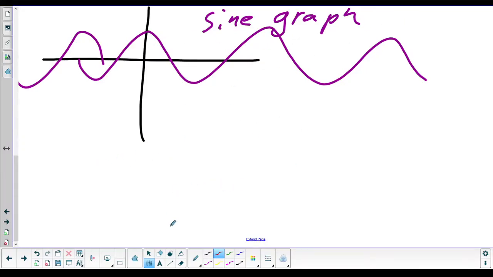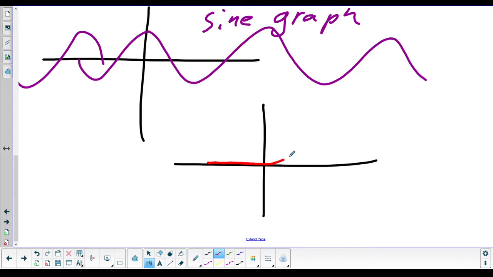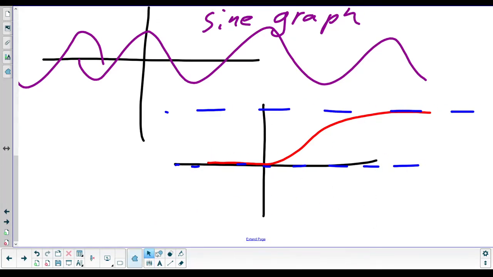There are other cool graphs that you'll learn once you get to college and stuff. There's the logistical growth graph, which looks like this. And it has an asymptote there. And it has an asymptote there. And it kind of gets squeezed in between them. This is how populations grow. But yeah, there's a bunch of graphs.